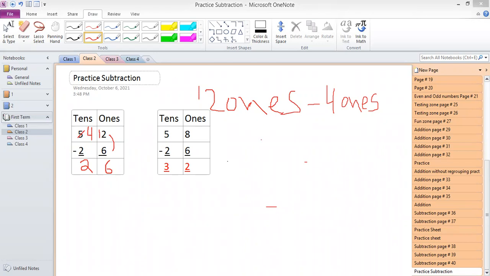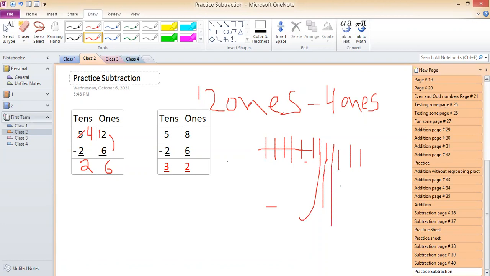So for that, you will draw 12 lines. 1, 2, 3, 4, 5, 6, 7, 8, 9, 10, 11, and 12. And you need to take out 6. That's why you will cut 6 lines. 1, 2, 3, 4, 5, and 6. How many lines are left? 1, 2, 3, 4, 5, and 6. So 12 minus 6 is 6.